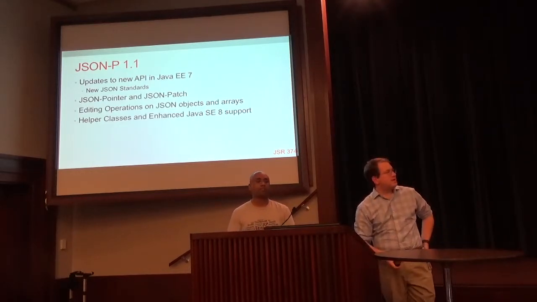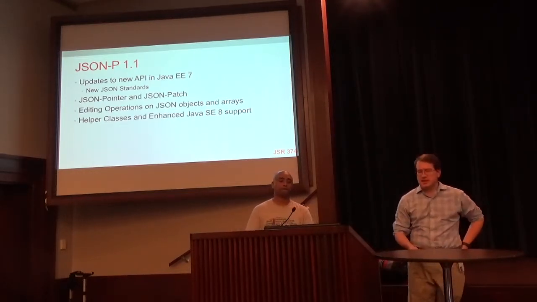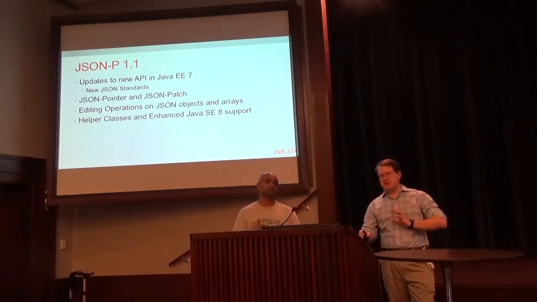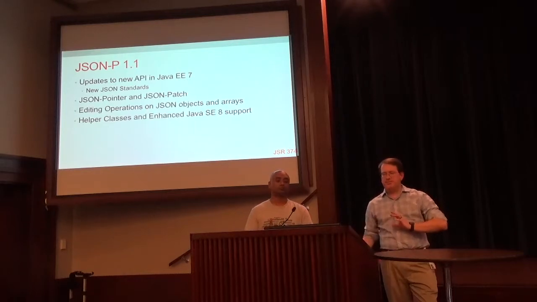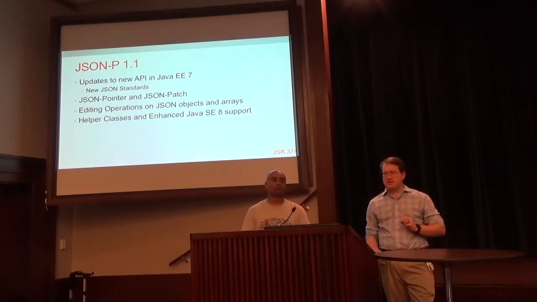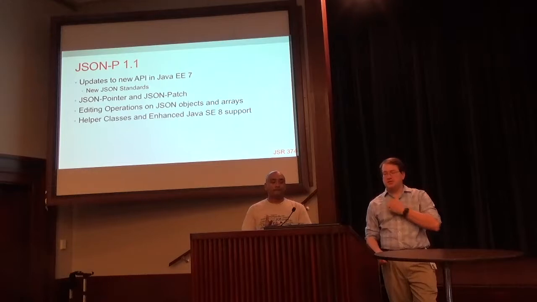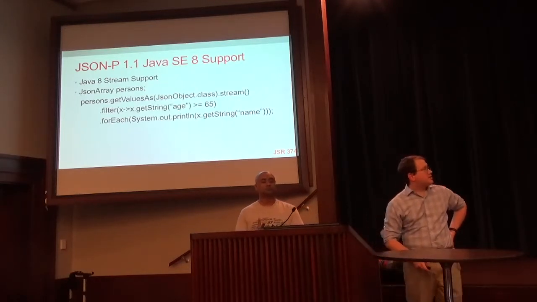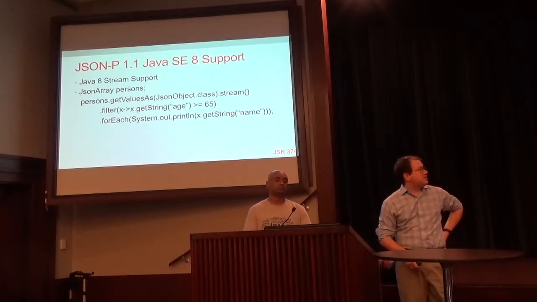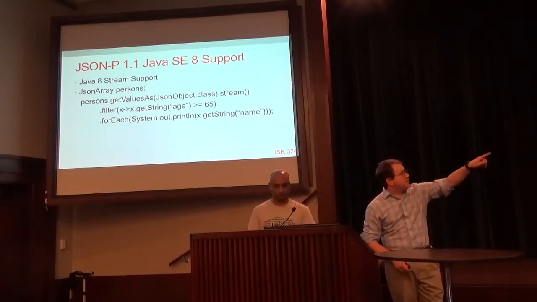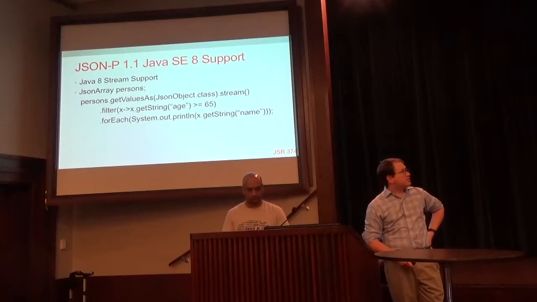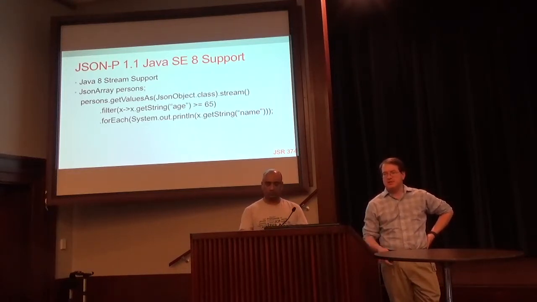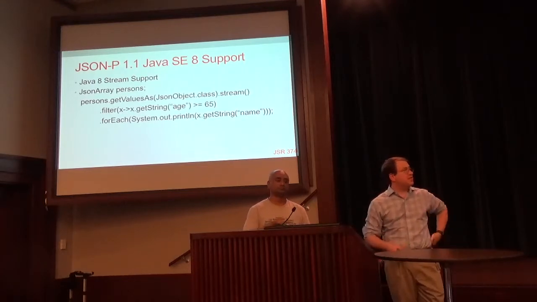Basically, these are editing operations on JSON objects, making it easier to work with the JSON data structures to replace pieces of the JSON data structure and alter it. So it's some helper classes and enhancements to the existing support. It ties in support for Java 8 streams. This is an example where we're using streams on the JSON API to process and filter a stream of JSON data coming through the system.